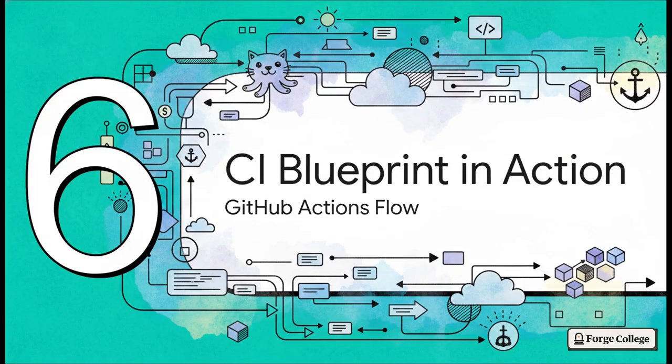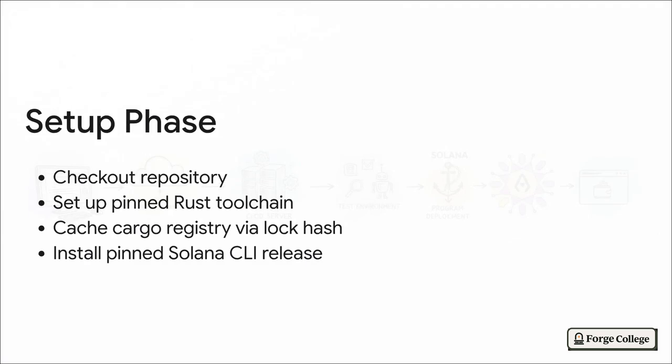Section 6. CI Blueprint in Action. The GitHub Actions Flow. Let's actually see how this builds out a complete automated pipeline in GitHub Actions. The script kicks off with the setup phase. First things first, we check out the repository so our CI can access your code. Next, and this is super vital, we set up a pinned Rust toolchain. Strict determinism is the real secret sauce here. You do not want some random, unexpected Rust update breaking your build on a Friday night.